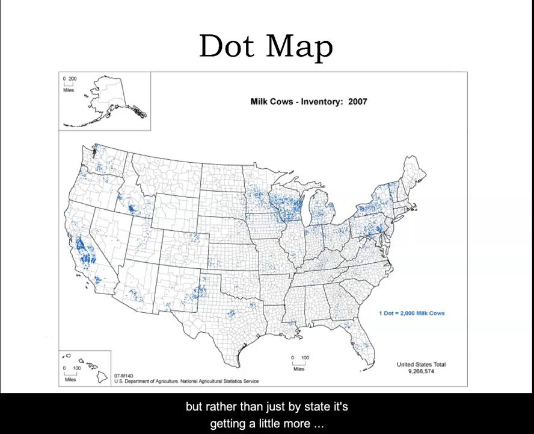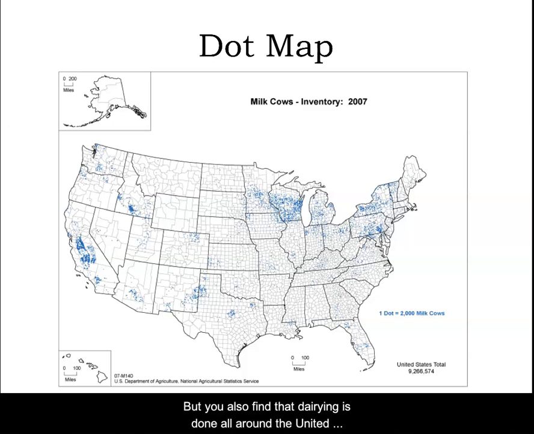But rather than just by state, it's getting a little more specific and can pinpoint where in each state the milk cows can be found. So you look at some of the major milk or dairy producing states. California appears to be probably the leading producing state in terms of quantity. Wisconsin also right there in terms of the amount of state that's dedicated to dairying.